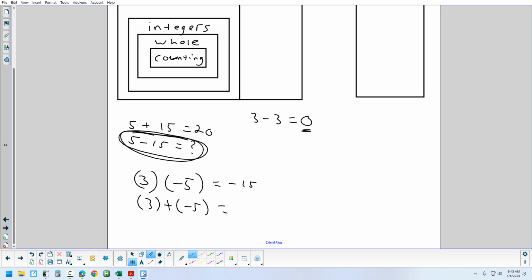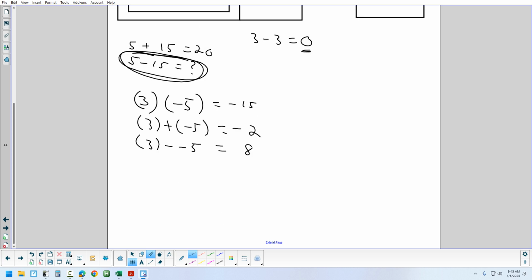What's 3 plus -5? -2. That's an integer. No problem. And what if I did 3 minus -5? That's an integer minus an integer. No problem. 8 is definitely an integer. But what if instead of doing that, I did 3 divided by 5? Is that an integer?